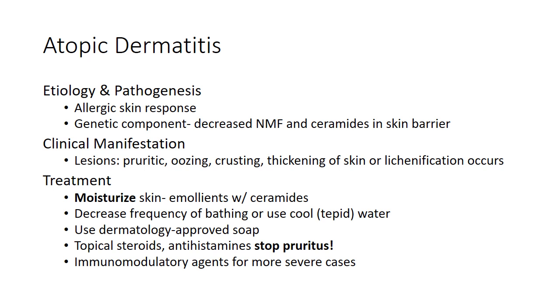Atopic dermatitis is a complex genetic disease that seems to be linked to a maternal gene. So you get it from your mom. People with this genetic makeup have lower levels of natural moisturizing factor and are deficient in ceramides, which are these extracellular lipids. We can also see atopic dermatitis comorbid with asthma, allergic rhinitis, and eczema.